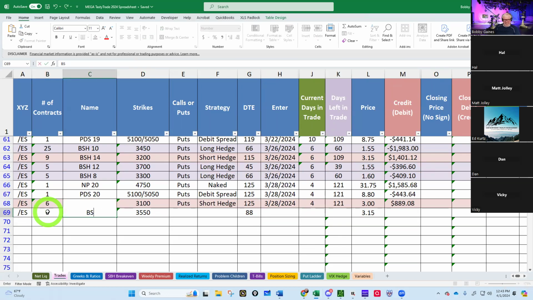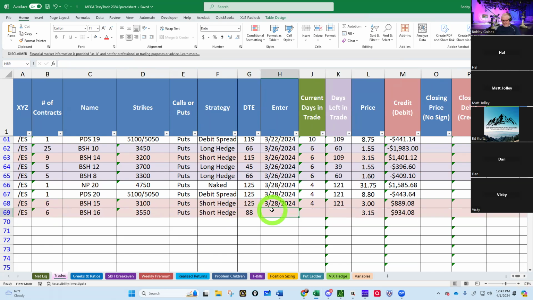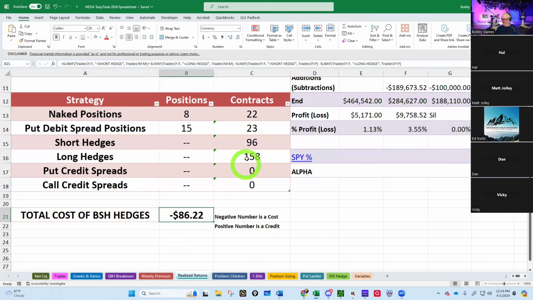And we'll call this BSH 16. Puts and short hedge. And we did them today. Control colon. There we go. So now, let's see what this looks like. Now we've got 96 shorts, 158 longs. And look at this, y'all. The total cost of all my BSHs, look, is only $86 so far.